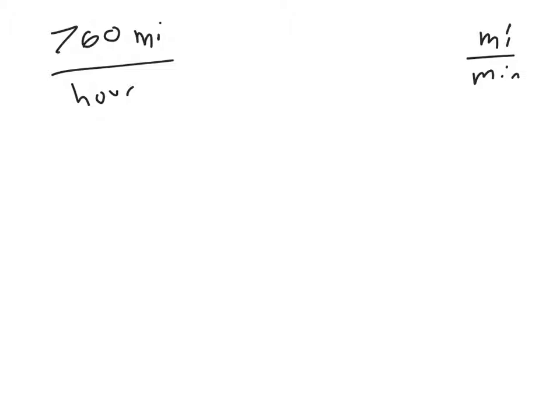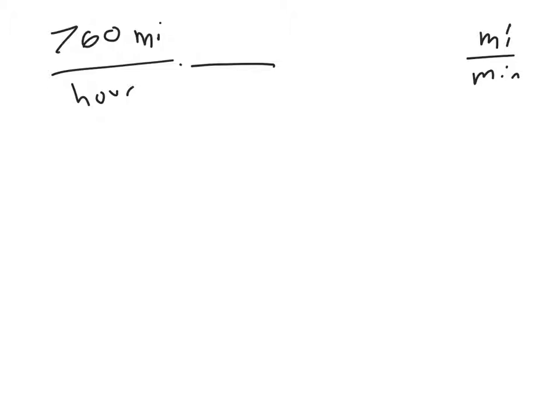What I do is multiply by a conversion rate. A conversion rate is just one unit to another unit, units that I know. What do I need to change? I've got miles per hour and I need to go to miles per minute. What do I need to change? The hour. I need to change hours to minutes.